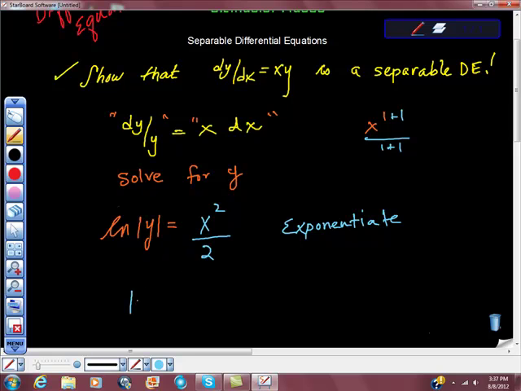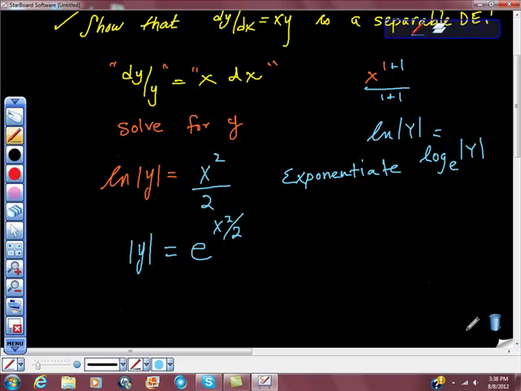So we have the absolute value of y, because remember that ln of absolute value of y is equal to log base e of absolute y. So I'm going to take this out of that form and raise e to this power, so e to the x squared over 2 power. Remember we have that constant, so the constant will be e to the power of c.